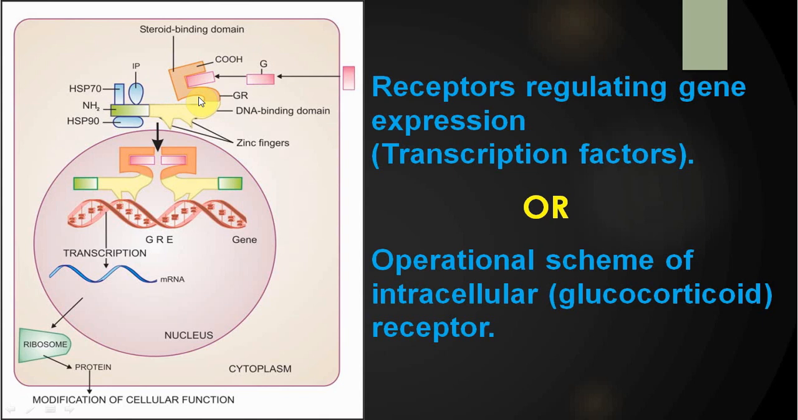And by this, as we can see in this diagram, there is a site called the steroid binding domain on which the steroid hormone will bind, and this whole molecule will go inside the nucleus and interact with the DNA from the DNA binding domain, and result in transcription, and there is formation of mRNA which further will be processed by ribosomes to form proteins, and there will be modification of cellular function.